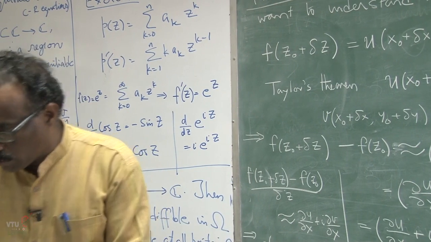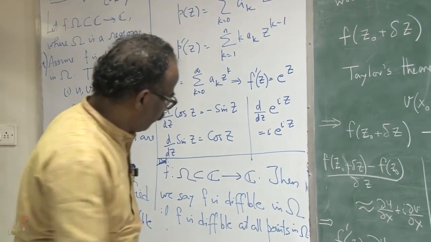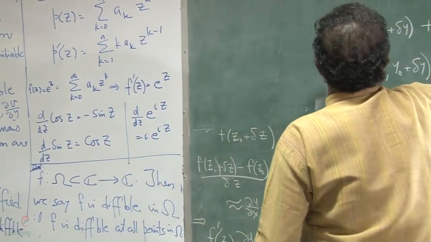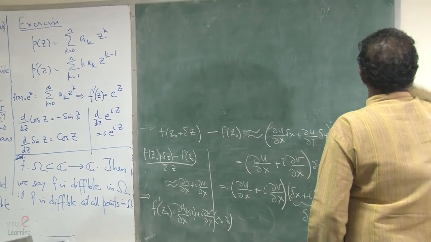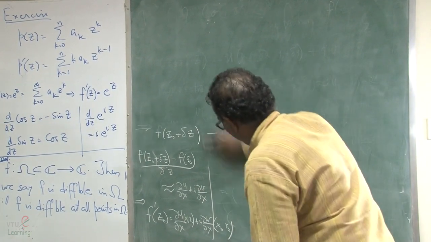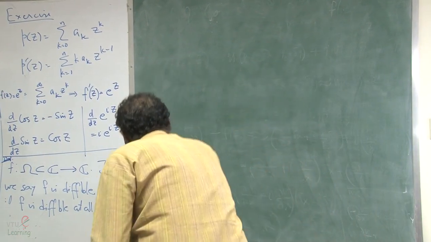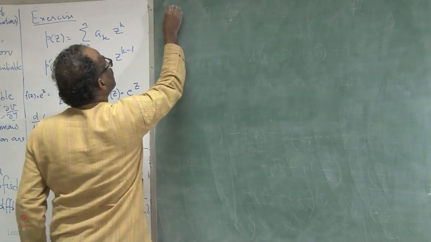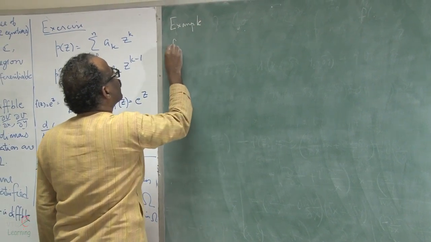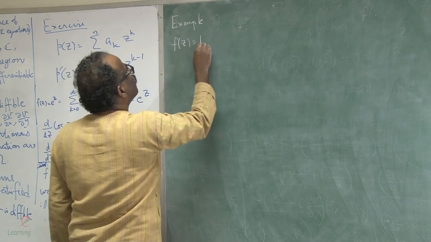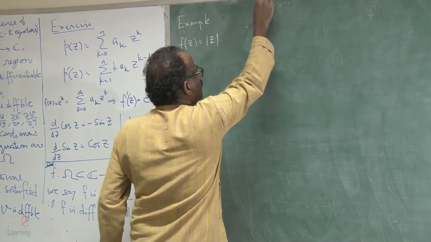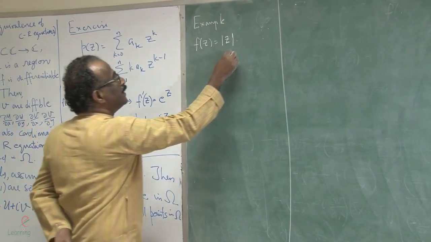Okay. So now let's go to some examples again. So we have proved the converse. Let's go to a few examples. One example which I have seen: you have f of z equal to mod z. So we have already seen that f of 0 is equal to 0.